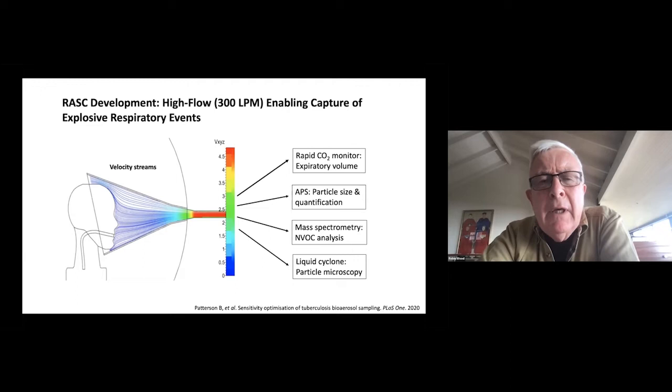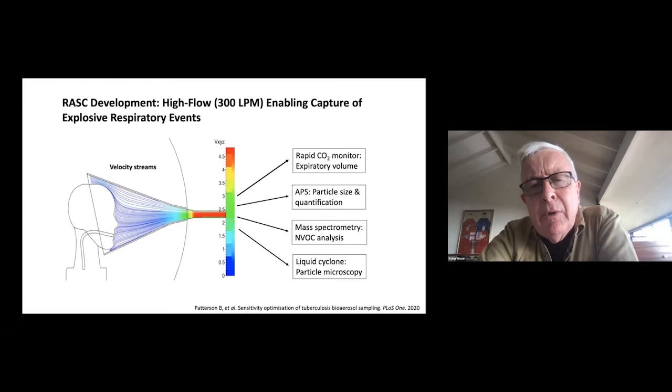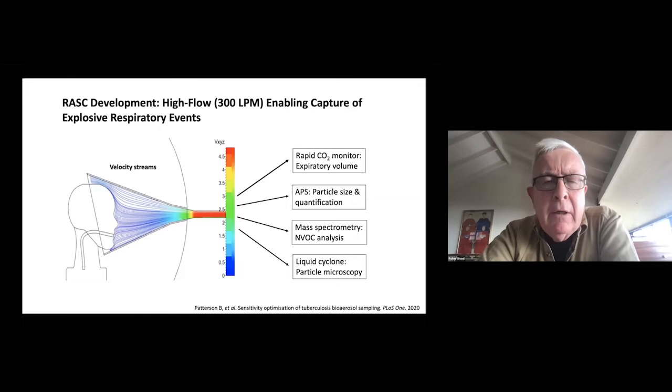That flow is then directed to a carbon dioxide monitor to give us an idea of volumes, particle size and quantification. We collect the output in a liquid cyclone. If we investigate the liquid collected with mass spectrometry, we can get non-volatile organic compound analysis. And lastly, we can use the particles within the liquid cyclone to identify, quantify, and investigate the MTB organisms themselves.